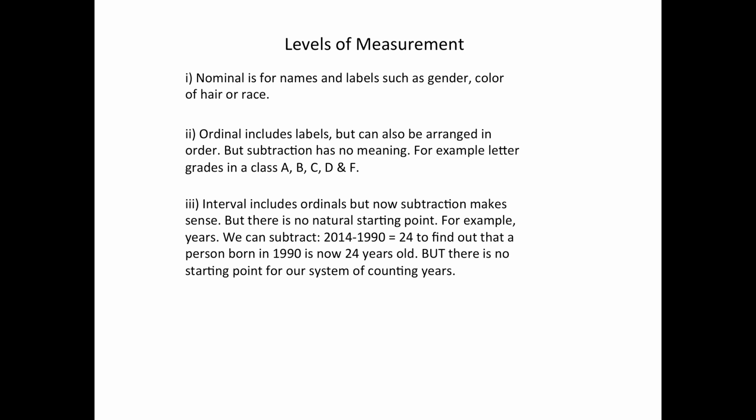And this is called the interval. So if you think of the interval from 1990 to 2014, well, those years can be put in order, but now subtracting makes sense. When you subtract 2014 minus 1990, you get 24 years. So someone would be 24 years if they were born in 1990. But the only thing this one is missing is a 0. So there is no starting point.